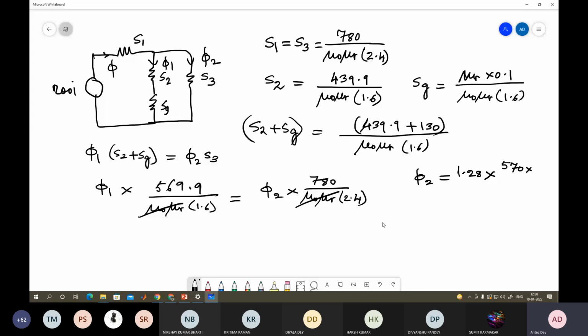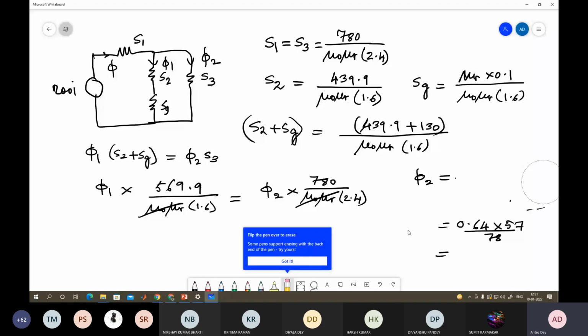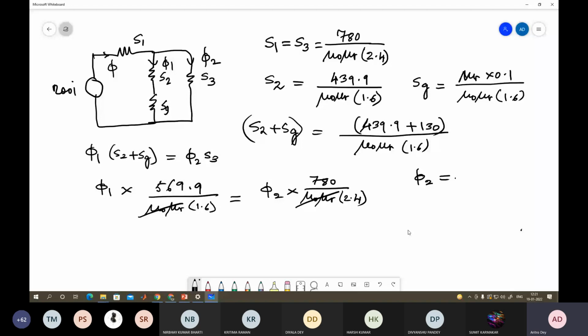So now you need to solve it. So it is 0.64 into 57 divided by 78. So let us solve it. Okay, no, I did the incorrect way. Sorry. Calculation part is wrong. Phi 2 will be equal to phi 1, which is given, 1.28 milliweber into 570 by 1.6 into 2.4 divided by 780.